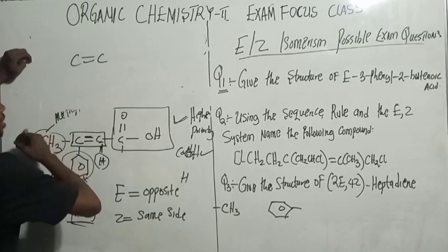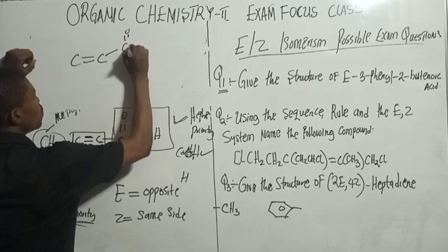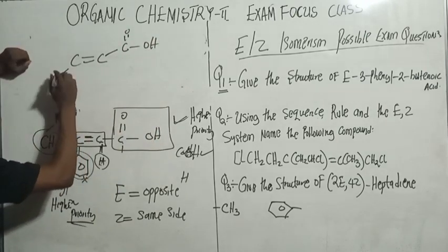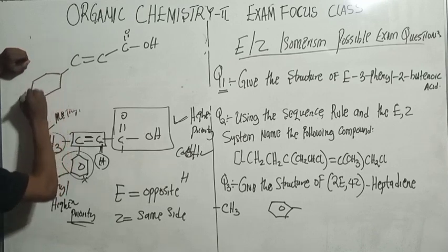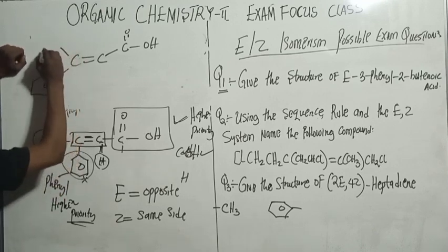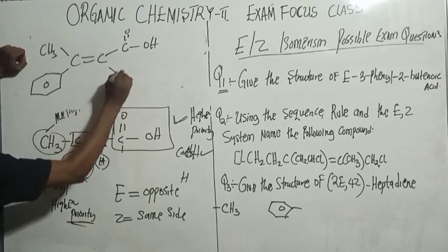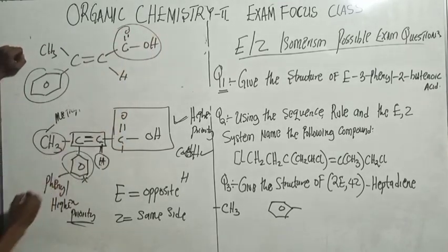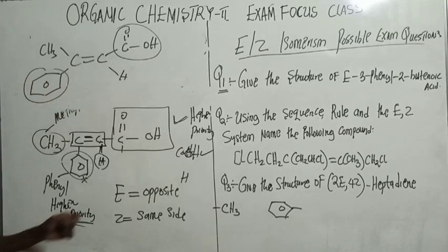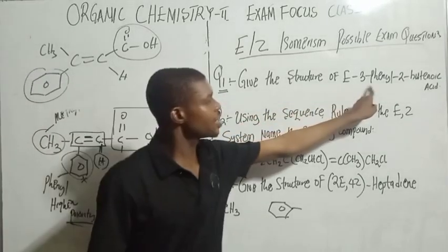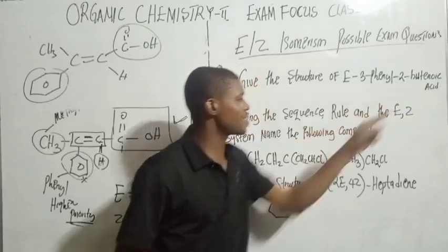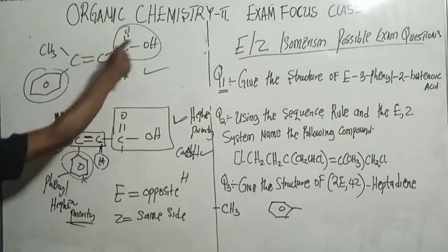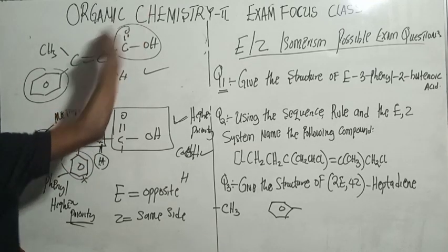So you can do it like this: COOH here, then you have a phenyl group here. They have CH3 and hydrogen. So this one and this one are now on the opposite side. This is what they say we should draw: give the structure of E-3-phenyl-2-butenoic acid. This is the structure that ensures that these two that have higher priority are on the opposite side.